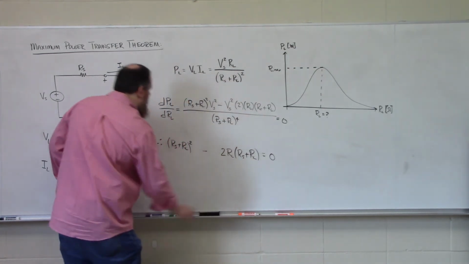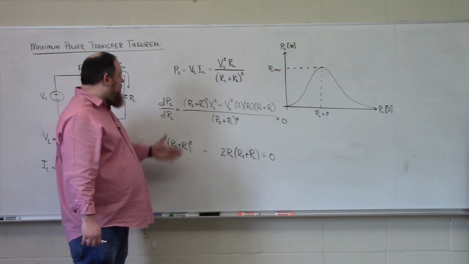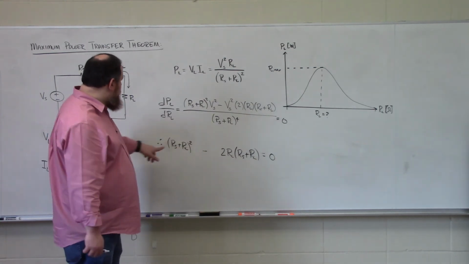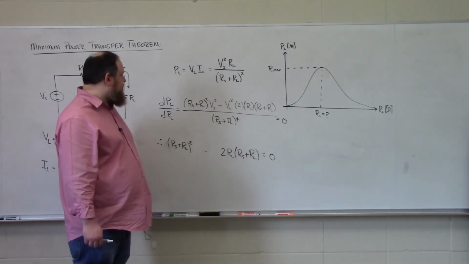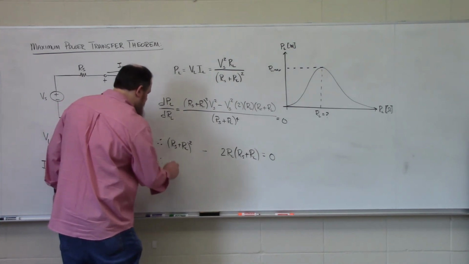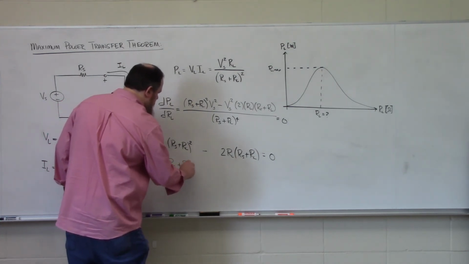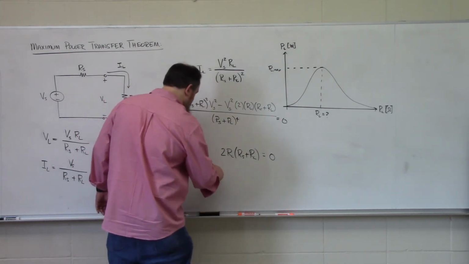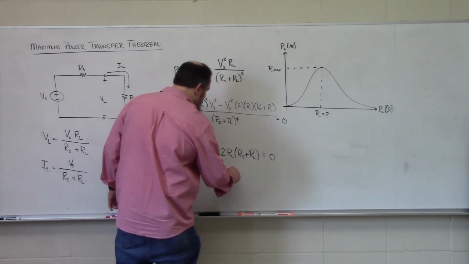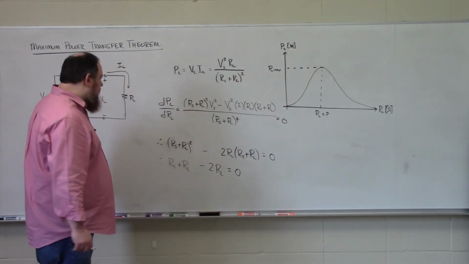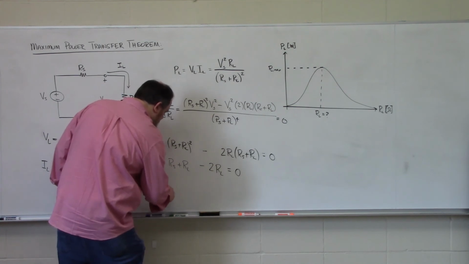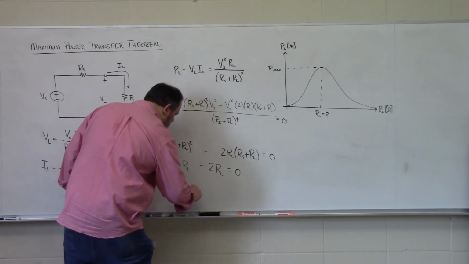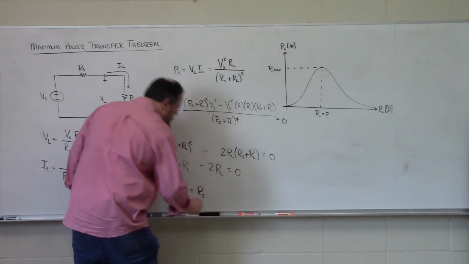So now we have (RS plus RL) squared minus 2RL (RS plus RL). Well, there's a common factor of RS plus RL on both sides. So that means that RS plus RL minus twice RL needs to be 0. And we can easily solve this and find that maximum power transfer will occur when RL is exactly equal to RS.